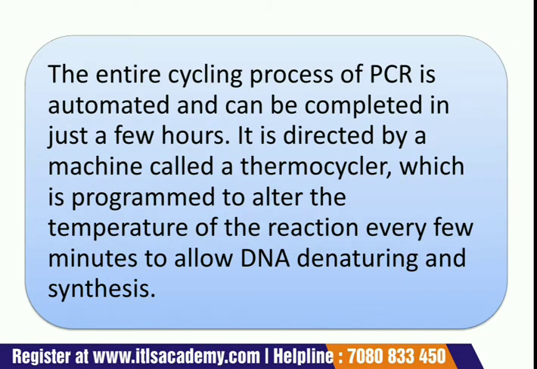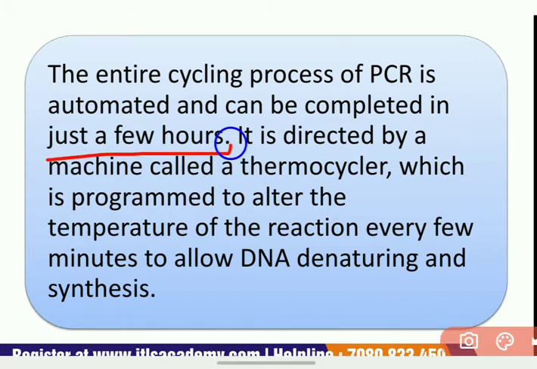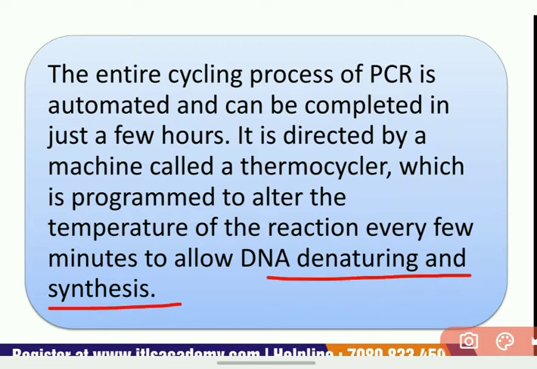The entire cycling process of PCR is automated and can be completed in just a few hours. It is directed by a machine called a thermocycler, which is programmed to alter the temperature of the reaction every few minutes to allow DNA denaturing and synthesis.